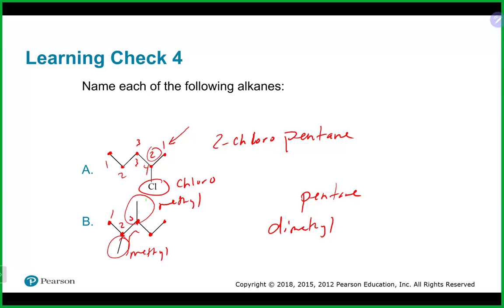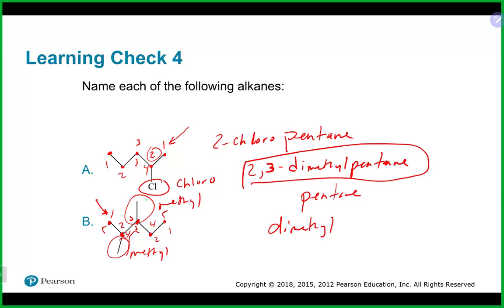So if we number this, once again, you can probably see, hopefully, if you go left to right here, 1, 2, 3, 4, 5, as opposed to the other direction, going in this direction is going to give those groups a smaller number. Remember that we do need to give the number twice here. So both numbers, 2, 3, and we need that comma between them, and a dash before dimethylpentane. Any questions on either of those names? Questions on how to name alkanes, draw alkanes, cycloalkanes, any of those things.